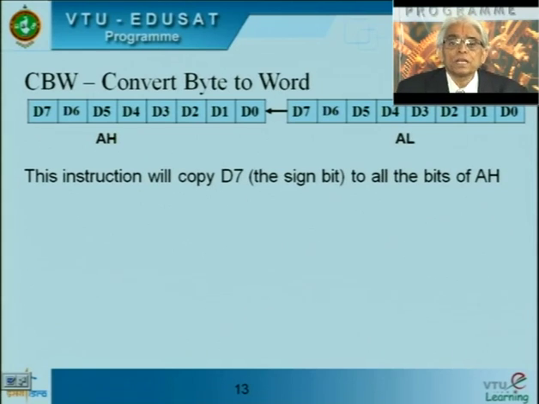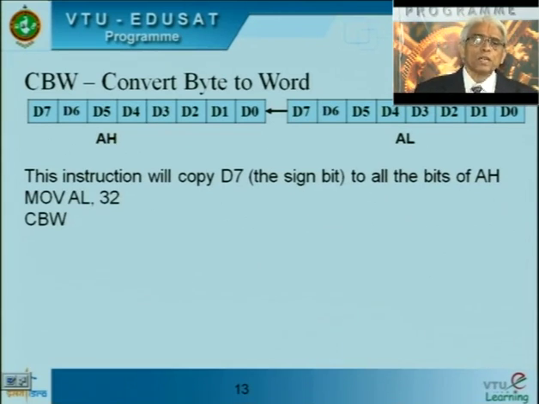D0 to D7 is the AL register, and when you say convert byte to word, if the D7 bit is 0, D0 to D7 of the AH register are all made equal to 0. If D7 is 1, D0 to D7 of AH are all made equal to 1, as a result of which we have a sign-extended number, and it becomes convenient for us to do the operation, and the result you get would definitely be correct. This instruction will copy the D7 bit, that is the sign bit, to all the bits of the AH register. Let us look into a small example.